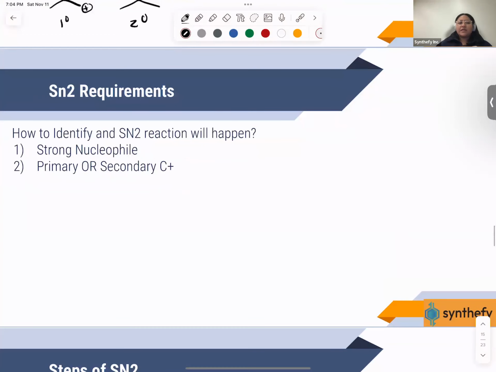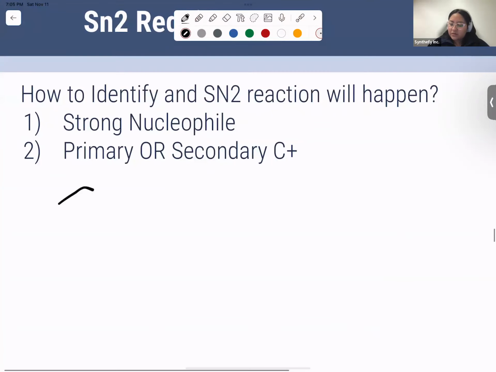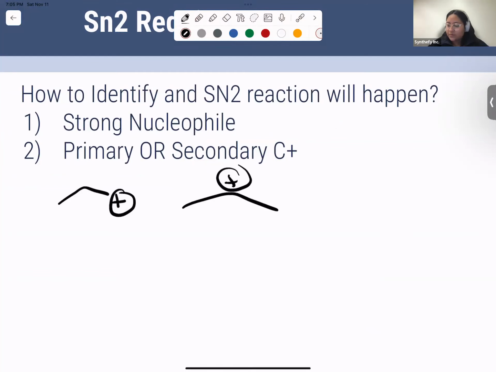Now let's look at the requirements a bit further. How do you identify that an SN2 reaction will happen? You have a strong nucleophile. I just gave you a list of the most common strong nucleophiles that you'll see. And your second requirement would be your primary or secondary carbon. So let's use the markers I just drew. This is primary. This is your secondary.